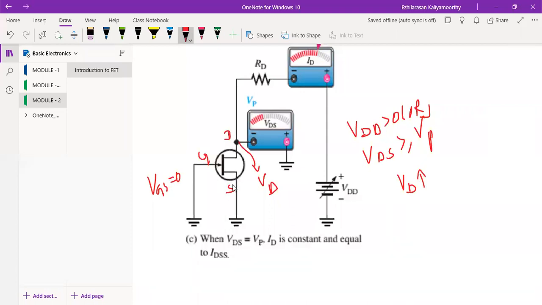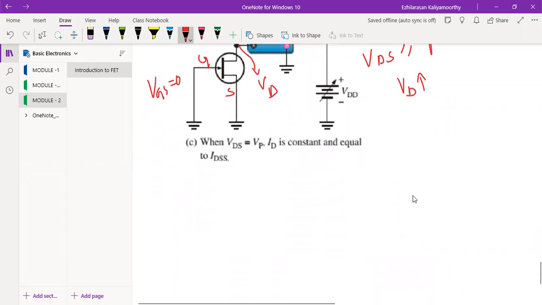If you keep on increasing the drain voltage, what will happen? Here the potential at the source terminal is very low, but the potential will be higher in the drain region. I hope you understood. So if the potential is higher, automatically the depletion region will be larger in the drain region than the source region. At one particular time, if you keep on increasing this VD, the channel will be pinched off.